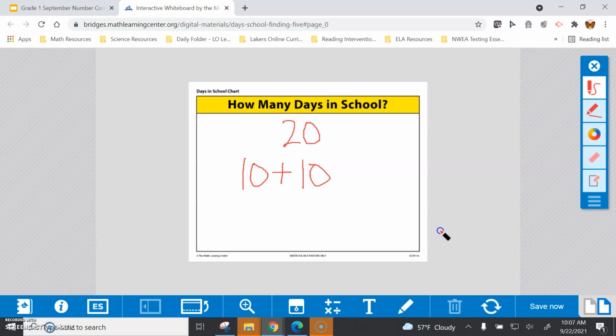How many ways can you make the number 20? Write them down, don't forget. Great job, All-Stars.